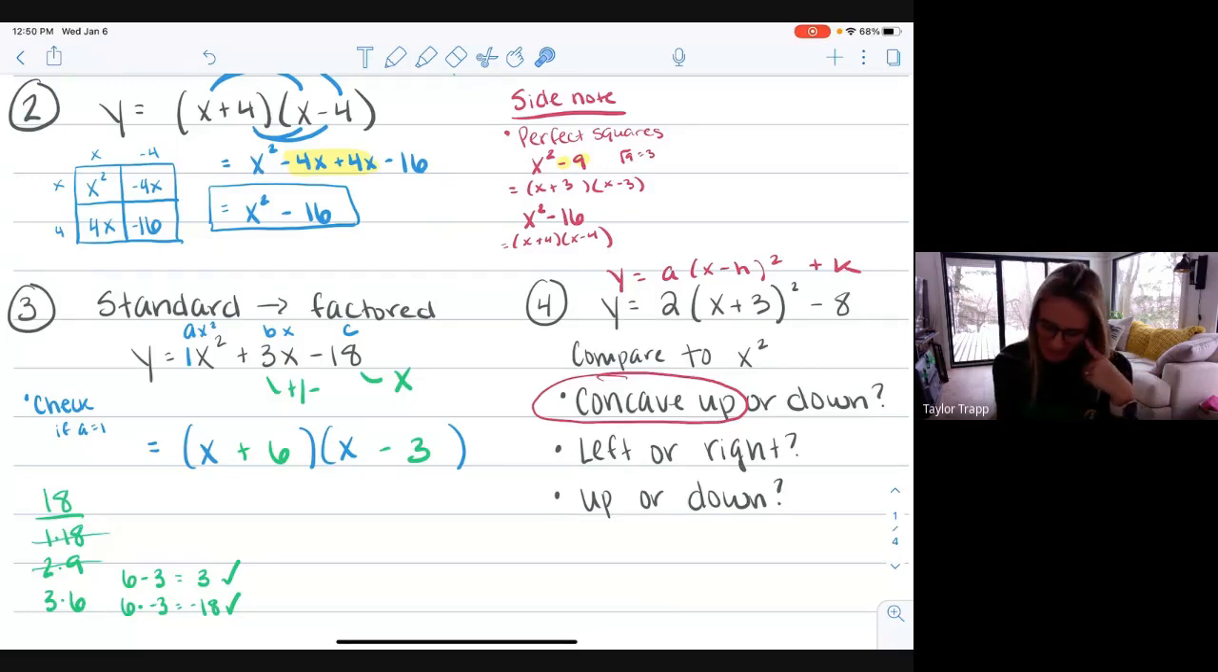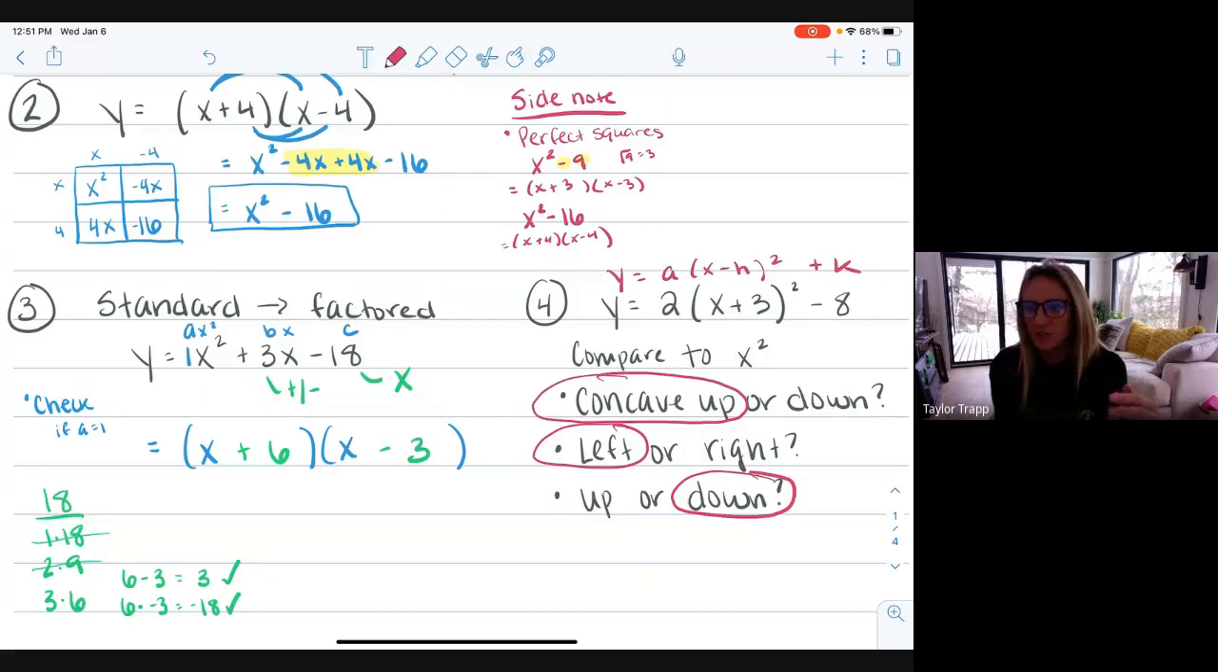Okay. And does it move to the left or the right? Well, that's the h that decides that, right? So this is a positive 3. And normally we would think that goes to the right, but because it's a positive 3, remember for the h, we always flip the sign. So that means we're going to go left. And then up or down, if it's shifting up or down, that's the k that decides that. So because it's a negative 8, we're going down.